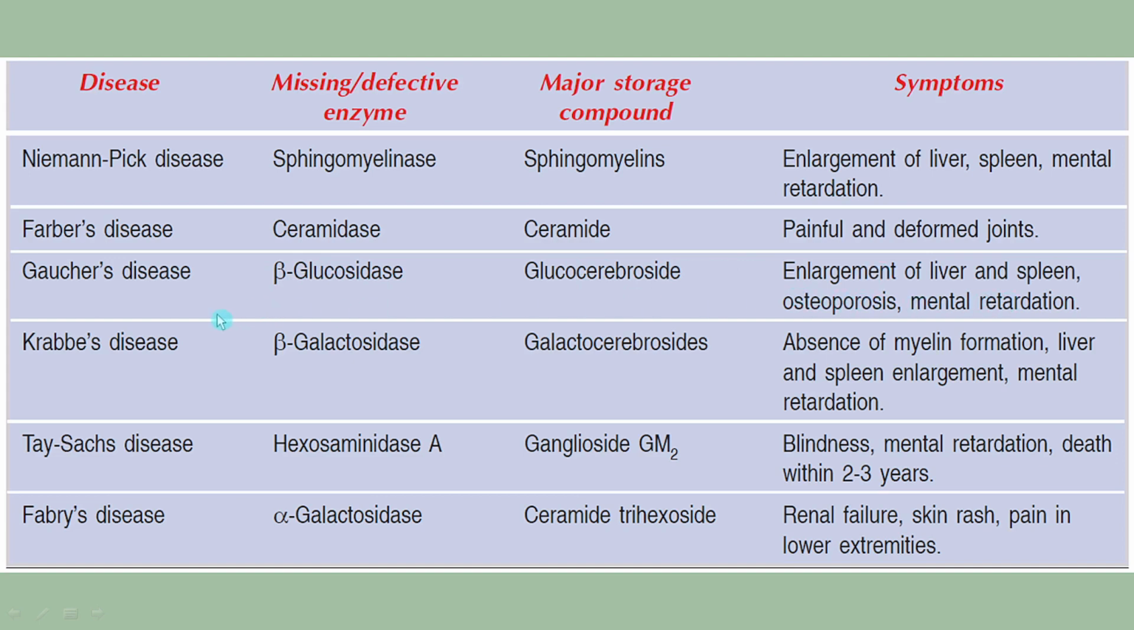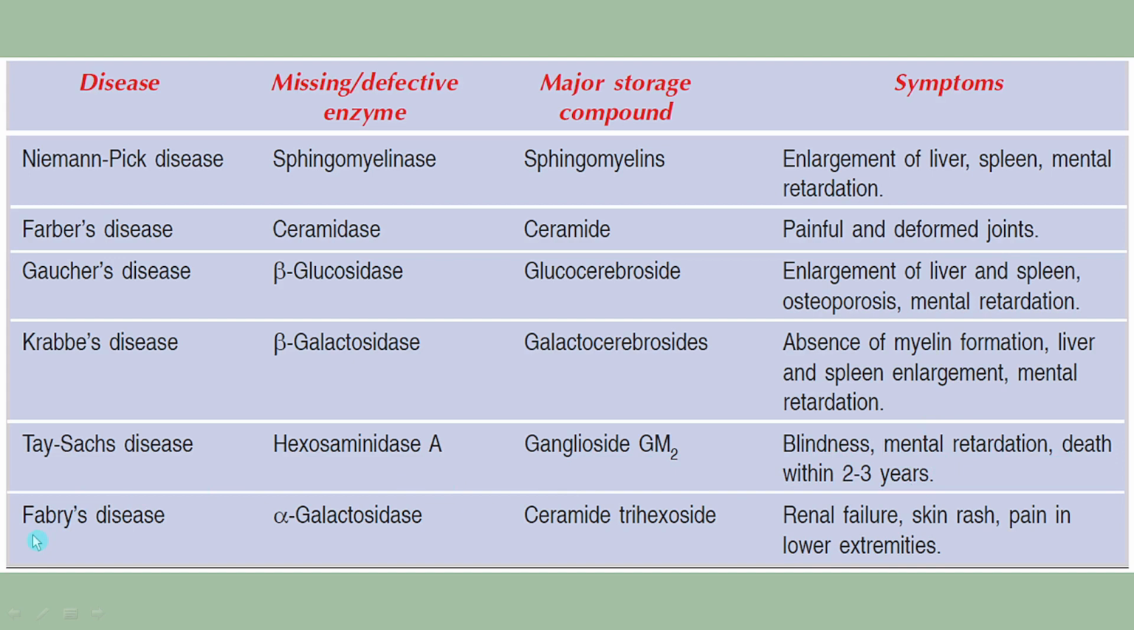Then we have Krabbe disease, in which the enzyme beta galactosidase is deficient, galactocerebrosides are accumulated, and it leads to absence of myelin formation, liver and spleen enlargement, and mental retardation again. And we have Tay-Sachs disease, in which the deficient enzyme is hexosaminidase A, and the accumulated compound is ganglioside GM2. It leads to symptoms like blindness, mental retardation, and death within 2 years. Some simple symptoms are given here. We'll talk about them in the next slide.